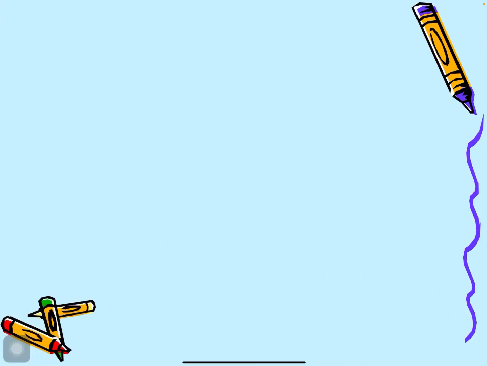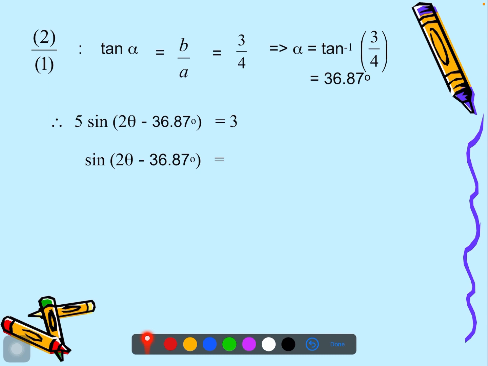And the next is, now we divide equation number 2 by equation number 1. We have tangent alpha equals b over a, which equals 3 over 4, and then alpha is arc tangent 3 over 4, which equals 36.87. So therefore 5 sin (2 theta minus 36.87) equals 3. Just now we had two different trigo functions, and now it is only one single function. And then we are going to solve for the value of theta.